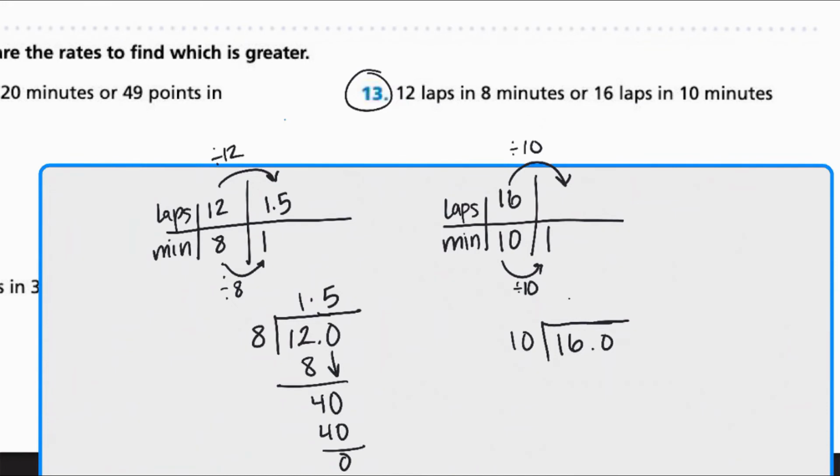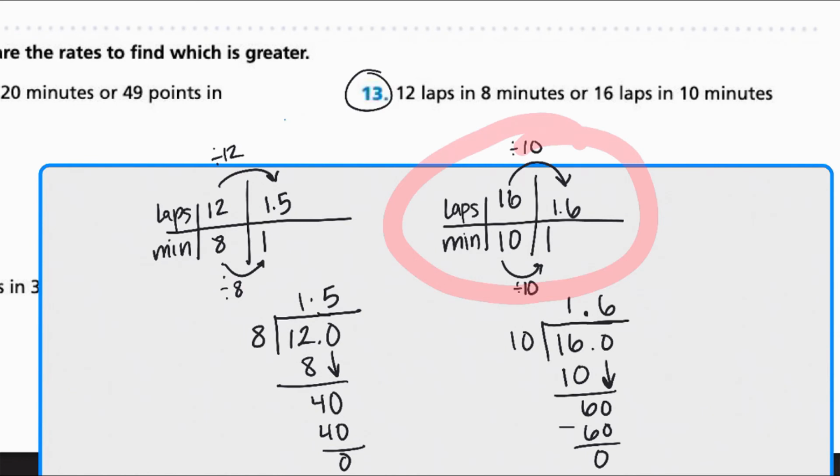And then we'll go over here. 10 goes into 16 one time with 6 remaining. Bring down our 0. That goes in 6 times. Nice and even. So this one becomes 1.6. So in looking at the two, in 1 minute, this person can do 1.5 laps. But this person over here in 1 minute can do 1.6, which is a little more. So we're looking, remember, to find which one is greater. So in this one, I would say this one's the winner.